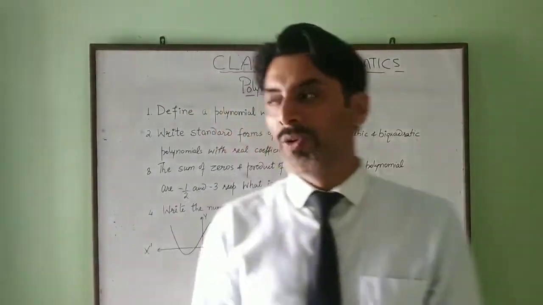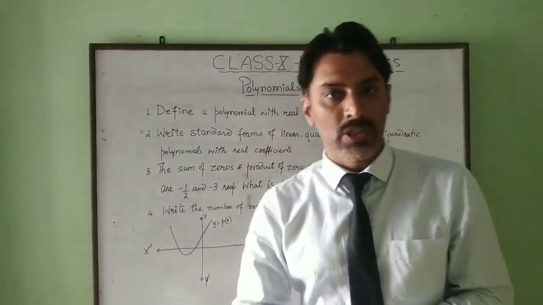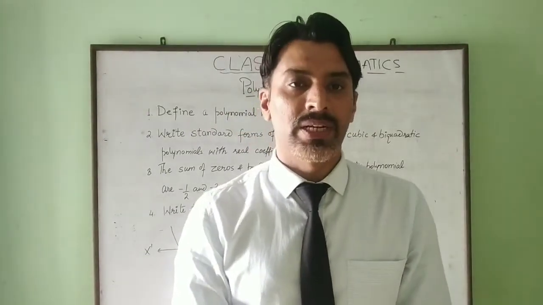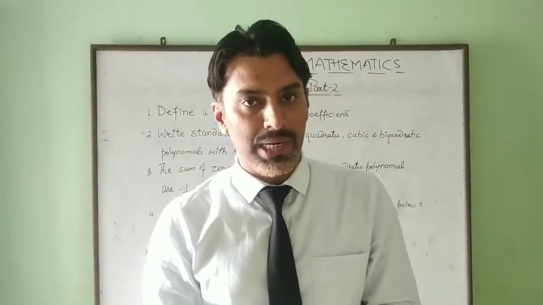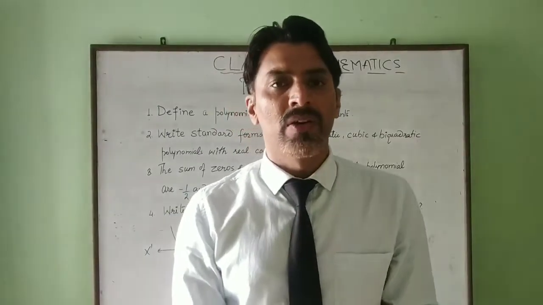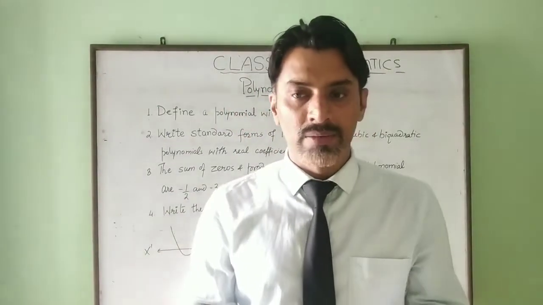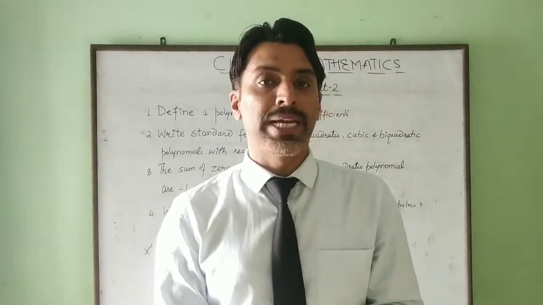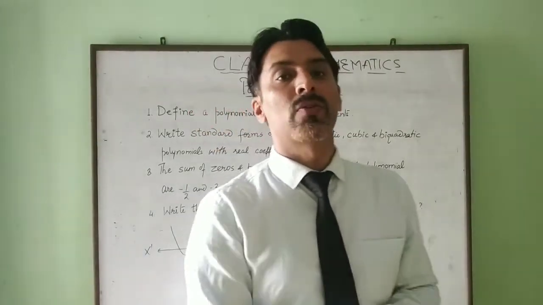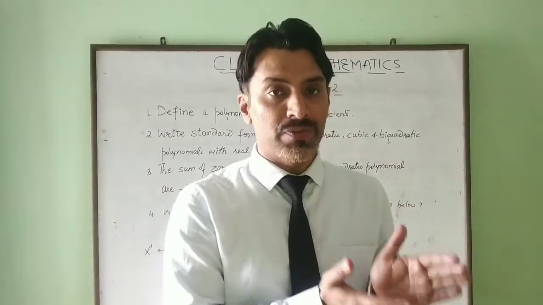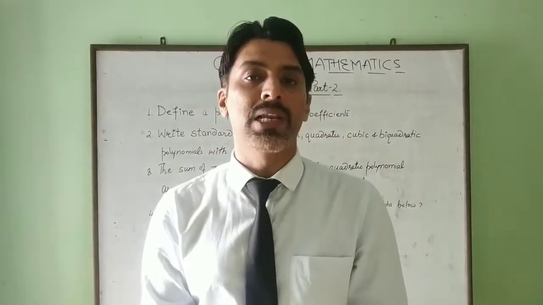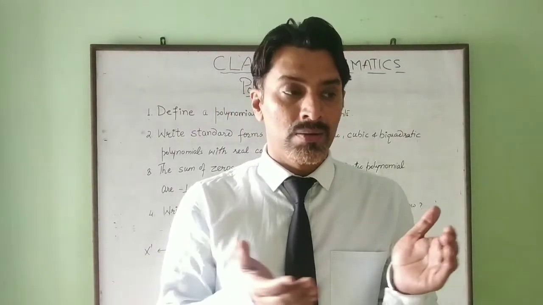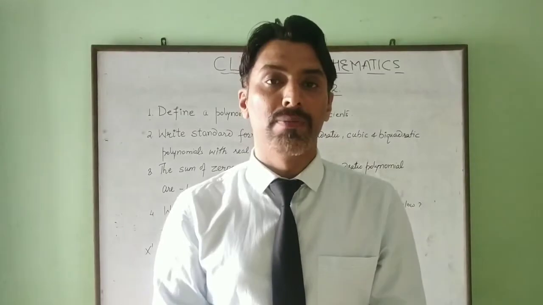Today I am here with Polynomials Part 2. So students, in Polynomials Part 1, we have studied the definition of a polynomial, degree, and the relationship between the quadratic polynomials and its coefficients. Fine. In Part 2, we are going to study the relationship between the coefficients of a cubic polynomial. Then we'll be learning how to find the zeros of a biquadratic polynomial.